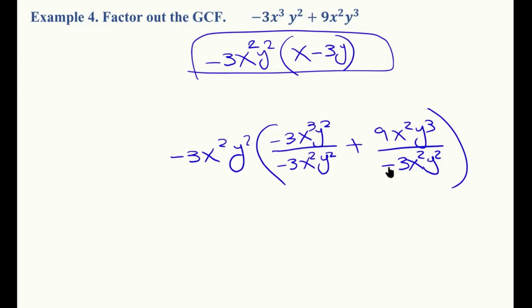Positive divided by negative, that gives us a minus here. 9 over 3 is 3. The x squares cancel out. Y cubed over y squared is y. Normally, we don't show this, but if you need to, then you show it. If you tend to make mistakes doing it in your head, show the work. There's no shame in that.